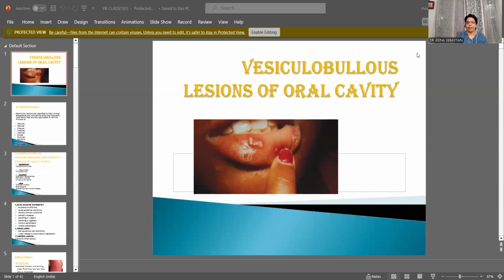So today we'll be dealing with the vesiculobullous lesions of the oral cavity. Mainly we'll be dealing with pemphigus.